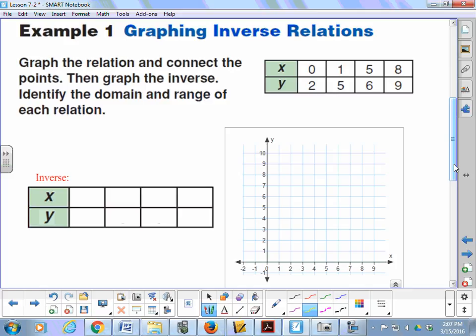So here we have 5 points. Okay? And we want to graph those 5 points. So I know you've got notebook paper. If you want to get graph paper and do it so it's more accurate, you could do that. So we're going to graph these points on our paper first of all. Right? 0, 2, 1, 5, 5, 6, and 8, 9. Actually, excuse me, there's 4 points.